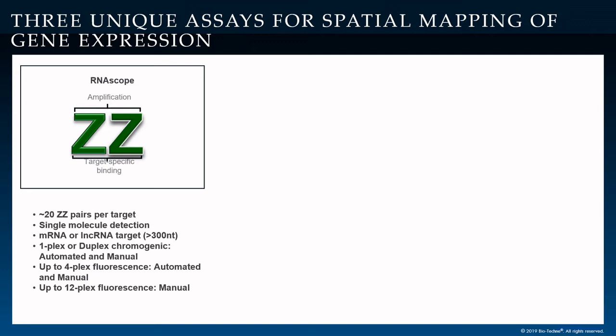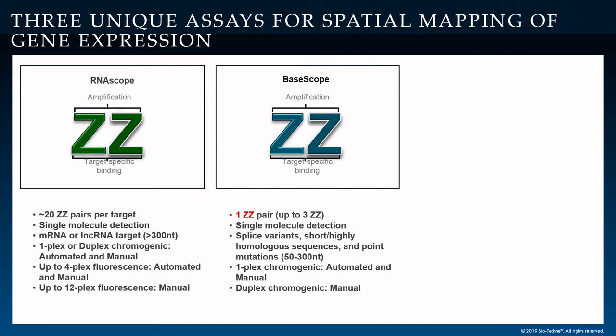And the singleplex, duplex, and the multiplex 4-plex assay can be performed either on an automated platform such as Leica or Ventana or a chromogenic platform. The second offering under this technology is the BaseScope assay. The BaseScope assay can consist of either a 1 Z pair or up to 3 Z pairs depending on the target of your interest. It can be used to detect splice variants, short, highly homologous sequences, and point mutations. So targets anywhere in the range from 50 to 300 nucleotides. It is also available as a singleplex chromogenic assay or a duplex chromogenic assay.